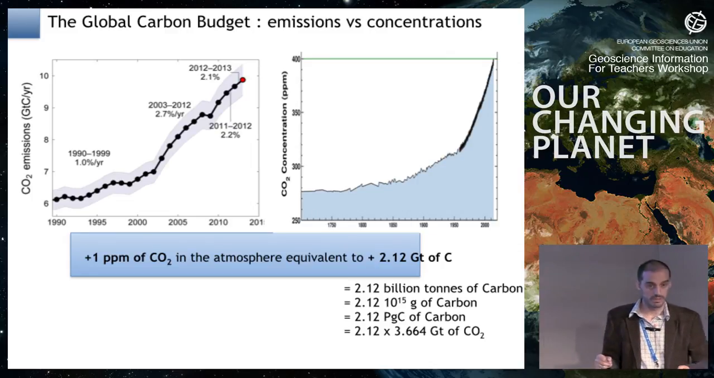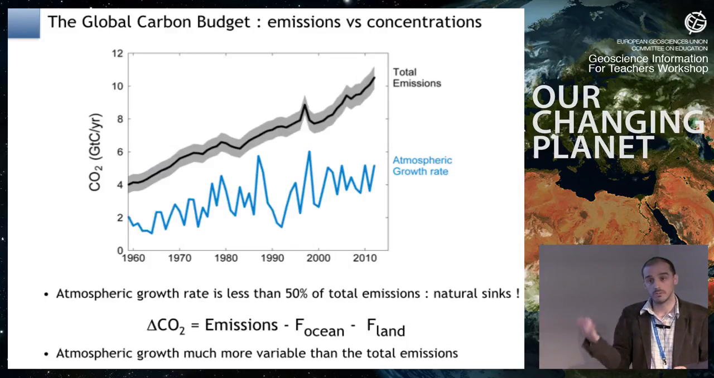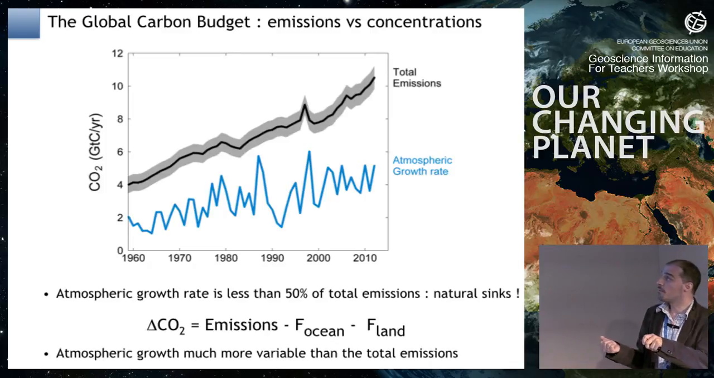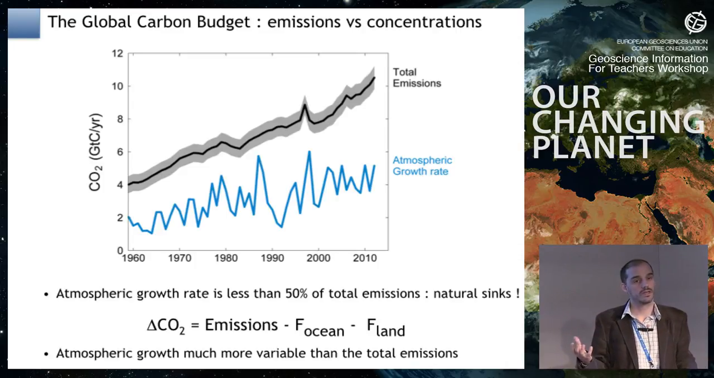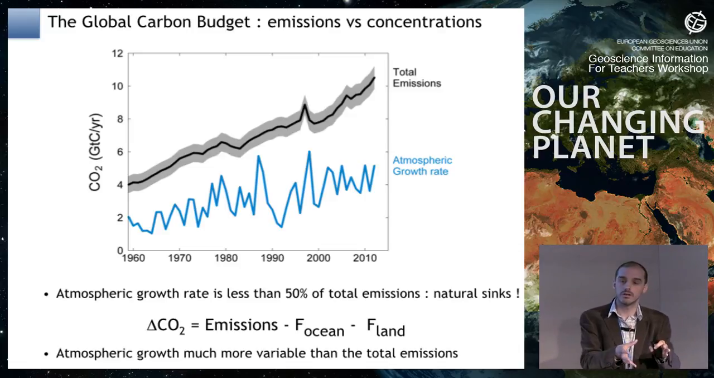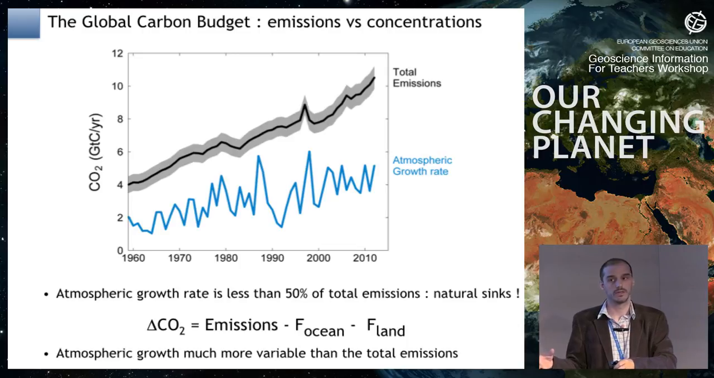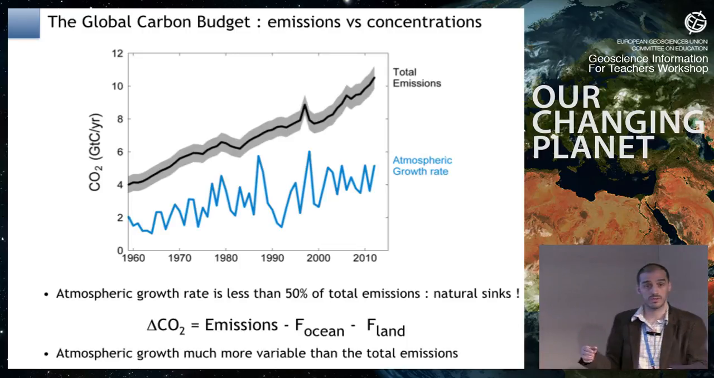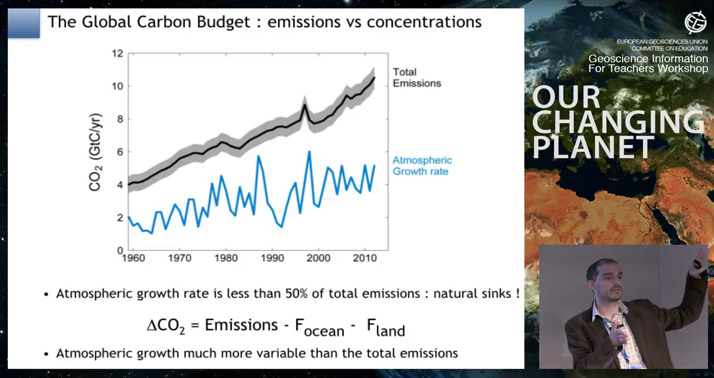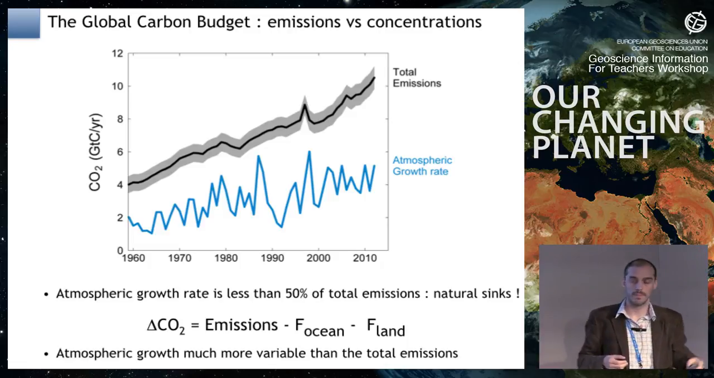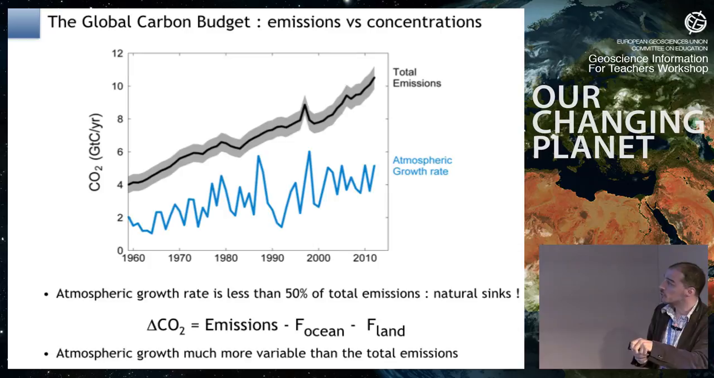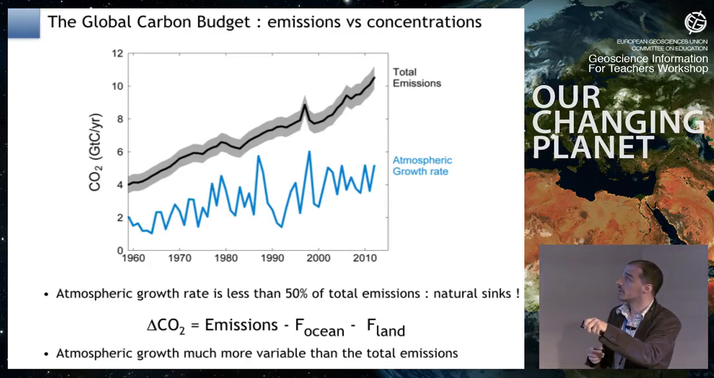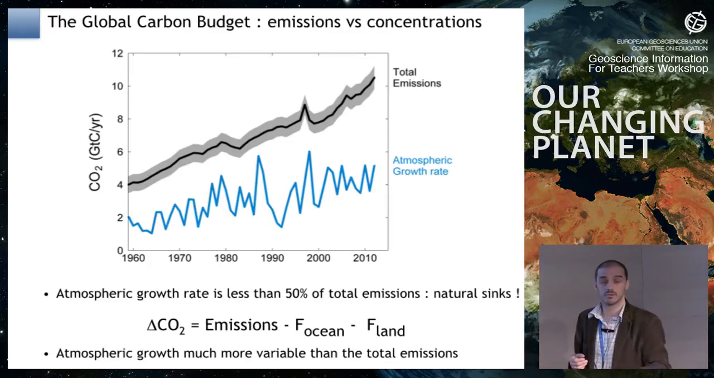So now the next graph is maybe one of the most important graphs in the carbon cycle science. It's the comparison between emissions here in gigaton of carbon per year and the atmospheric growth rate, which has been converted from ppm per year to gigaton of carbon per year. So then you can put the two on the same graph. And this curve is basically just the derivative of the atmospheric CO2 concentration. So it's dCO2 over dt, gigaton of carbon per year. And so you can compare the two numbers, total emissions here and the atmospheric growth rates.